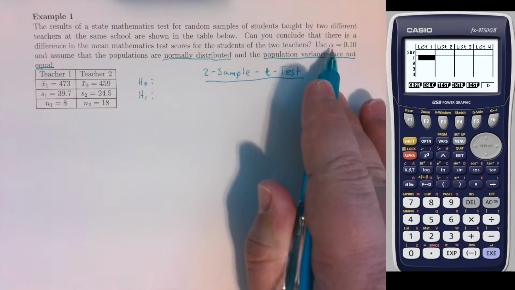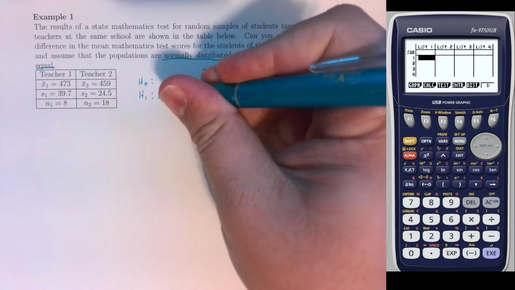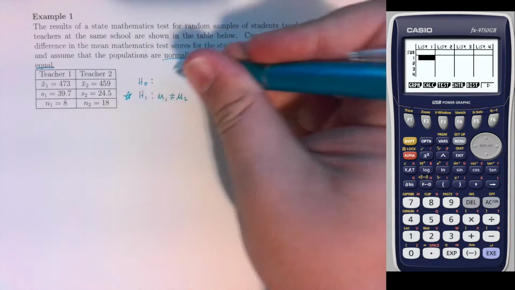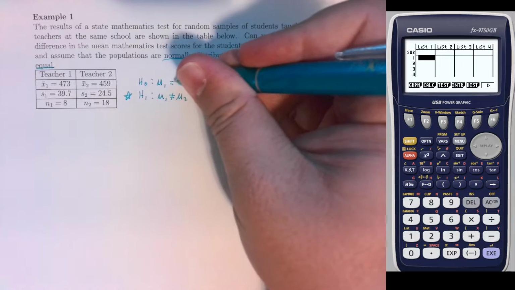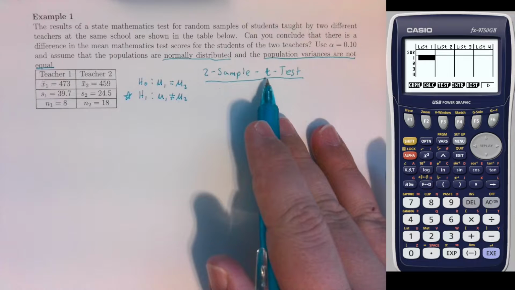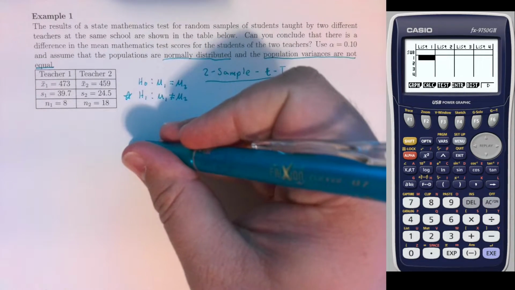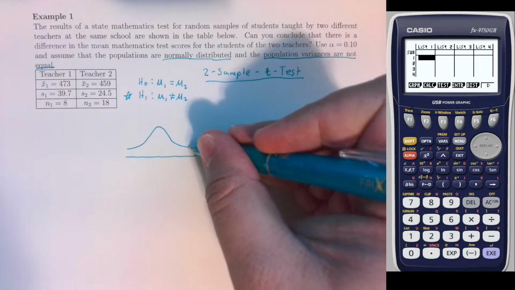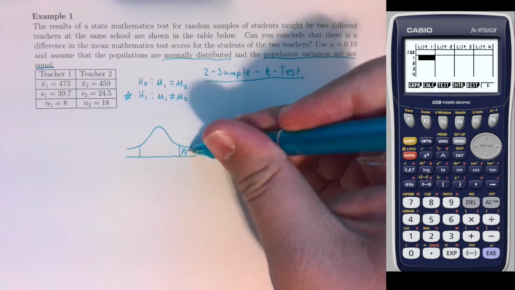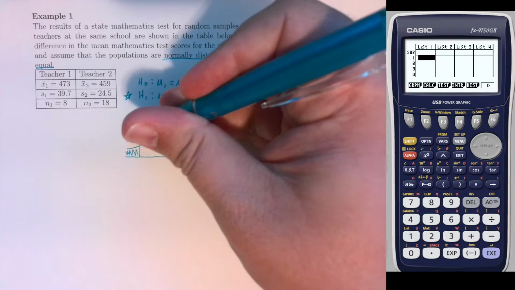And we want to conclude, is there a difference? So that means mu1 not equal to mu2. And that would be our claim. So then our null would be mu1 equal to mu2. Since this is a t-test, this will be a t-distribution. And since the alternative is not equal to, it's a two-tailed test with 0.05 in each tail.